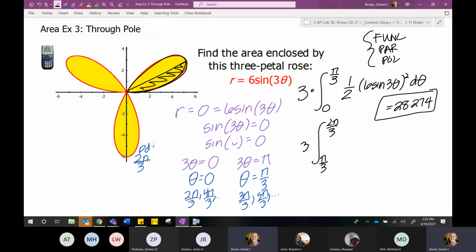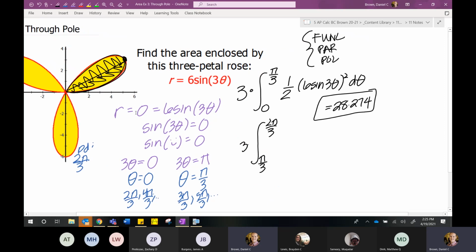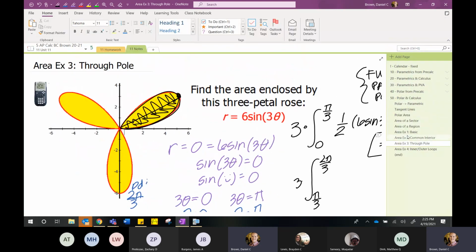What values would I want to pick? I would want to find the one that gave me the maximum value of R, which would be 6. That one would be harder because I have to figure out 3 times something and go from there. A lot of this comes down to what's going to make it easiest for you to set up the integral. Yes, you could find the area of half a petal, but why waste your time finding what angle this is when you can just find the entire area and multiply it by 6?